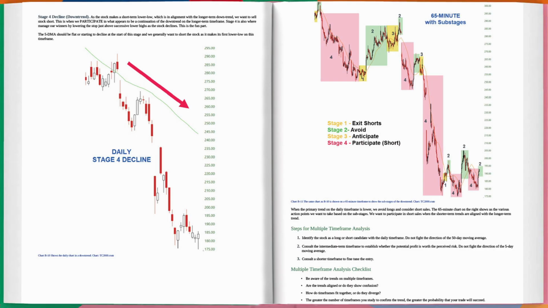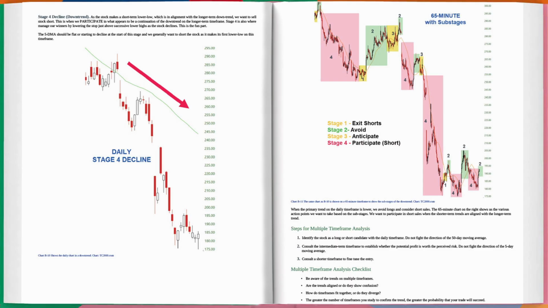The 5 DMA should be flat or starting to decline at the start of this stage, and we generally want to short the stock as it makes its first lower low on this time frame. When the primary trend on the daily time frame is lower, we avoid longs and consider short sales. The 65-minute chart on the right shows us the various action points we want to take based on the substages. We want to participate in short sales when the shorter-term trends are aligned with the longer-term trend.